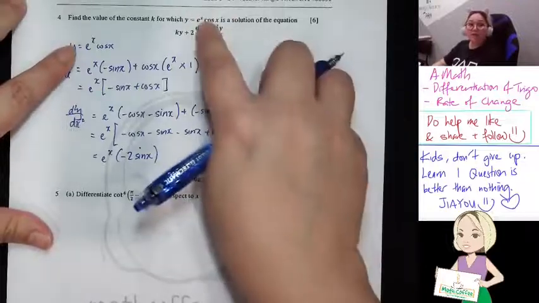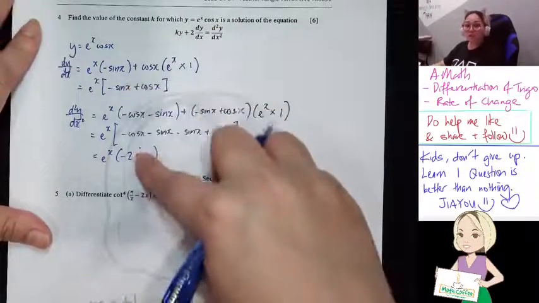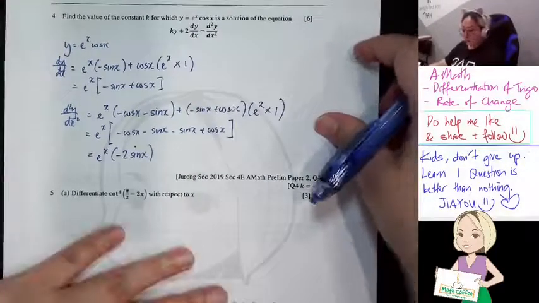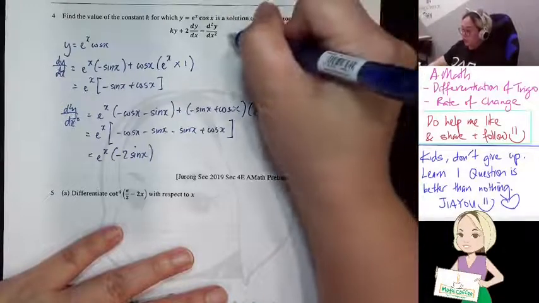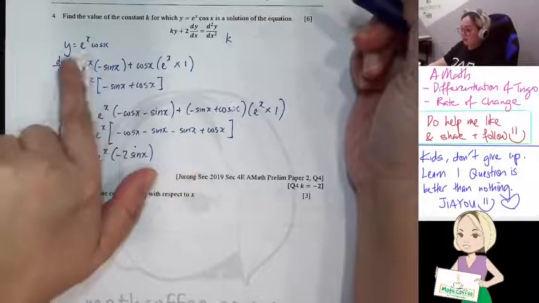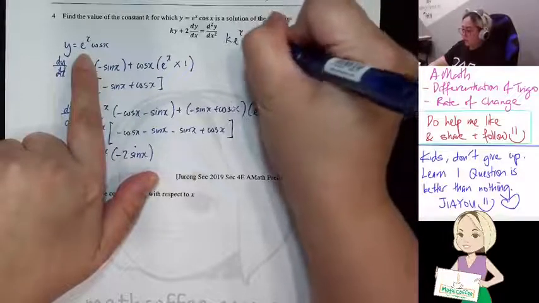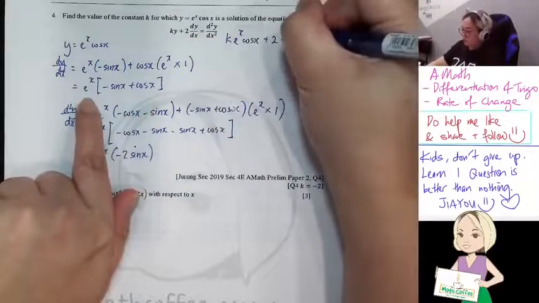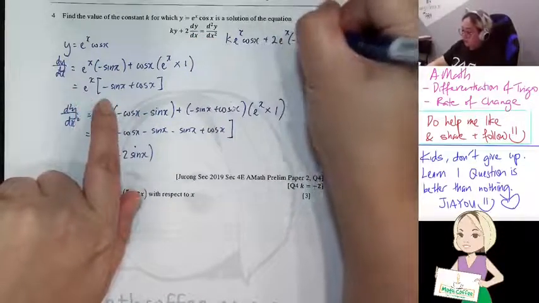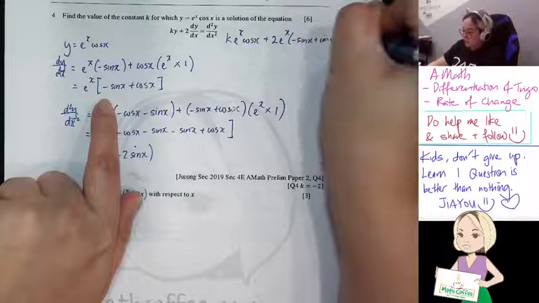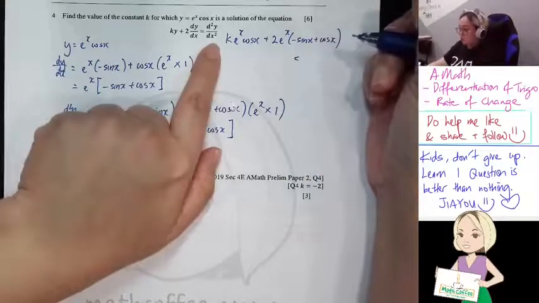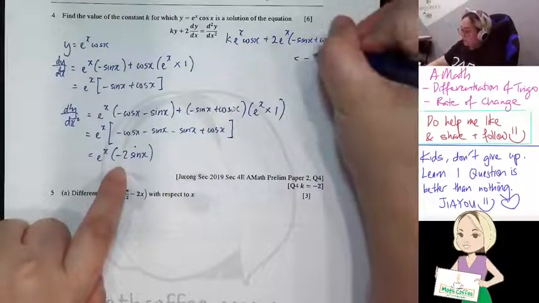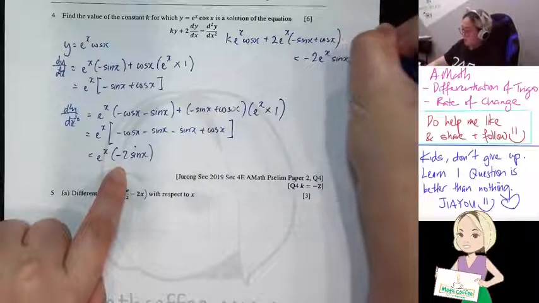So now I can actually form the equation with all of these, in order to solve the unknown k. I'm going to write here, following the equation: ky means k times e^x cosine x, plus 2 of the dy/dx, which is this one, so plus 2e^x times minus sine x plus cosine x, equals the d squared y over dx squared, which is this one. So it equals minus 2e^x sine x.